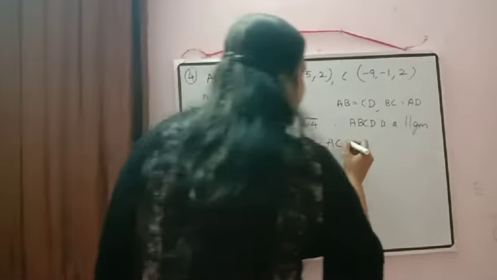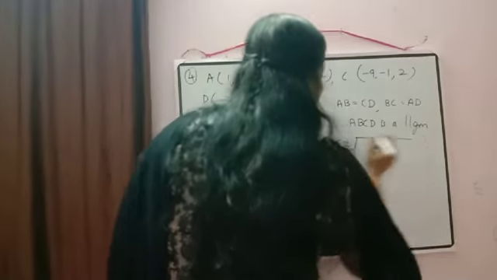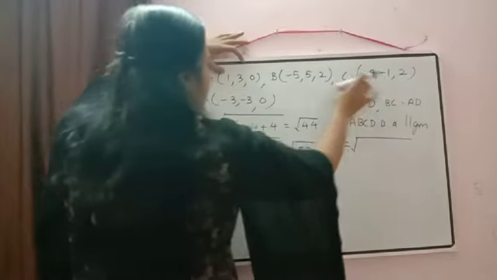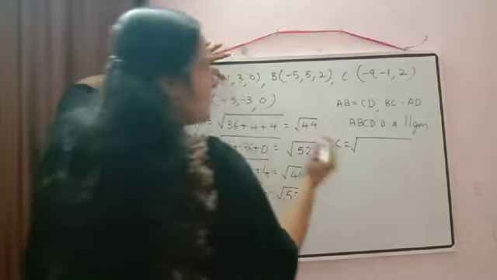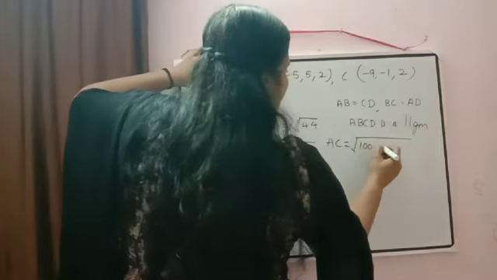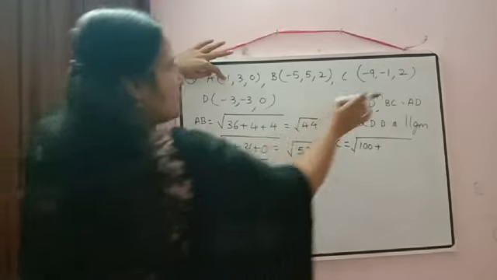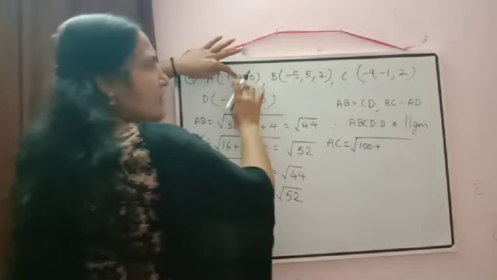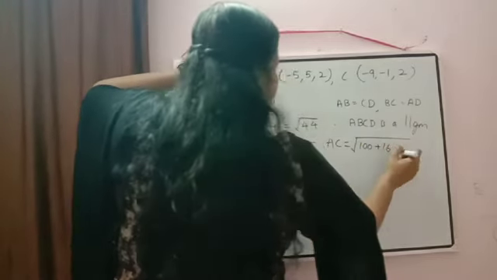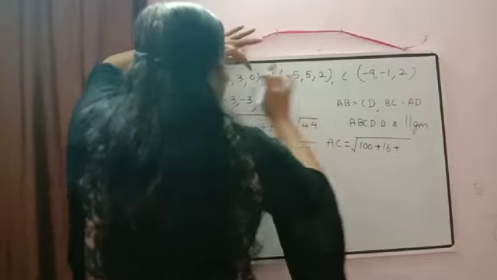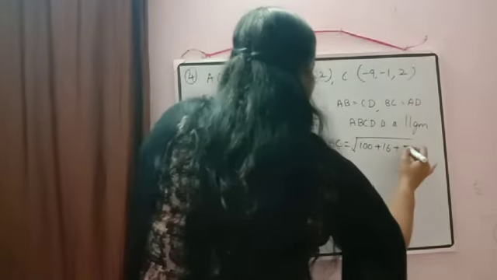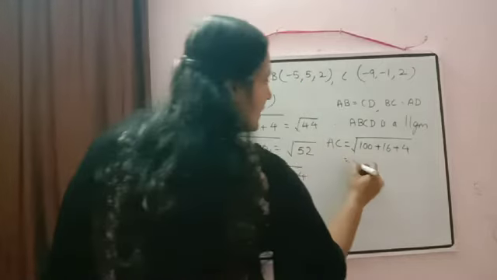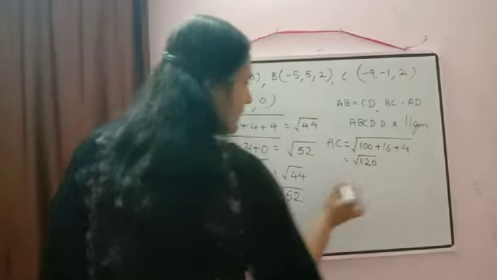So now we will check the length of the diagonal. Square root of AC, where here, minus 9 minus 1, so that will be minus 10 whole square, which is 100. Then next one, minus 1 minus 3, which is minus 4, square is 16. Then plus 2 minus 0, so 2 square is equal to 4. So 16 plus 4 is 20. So we are getting here root 120.